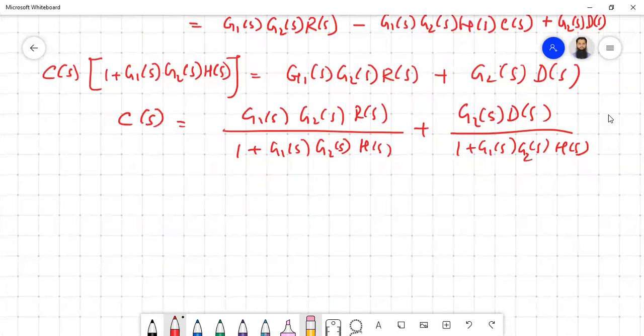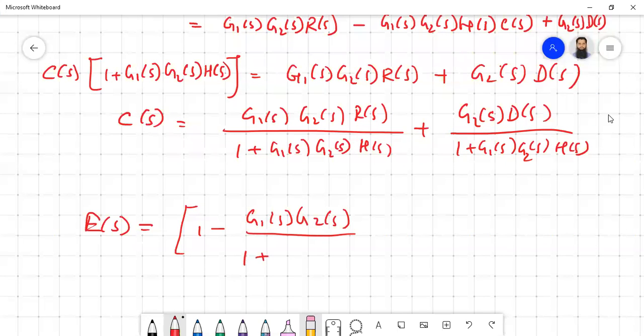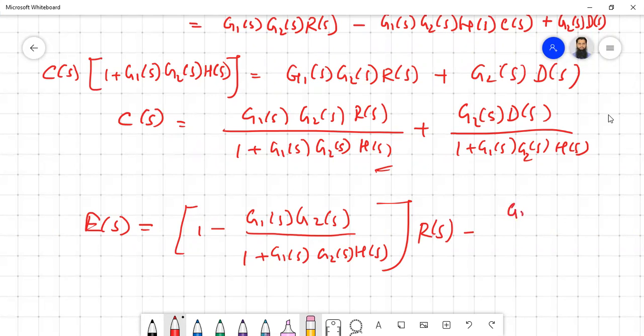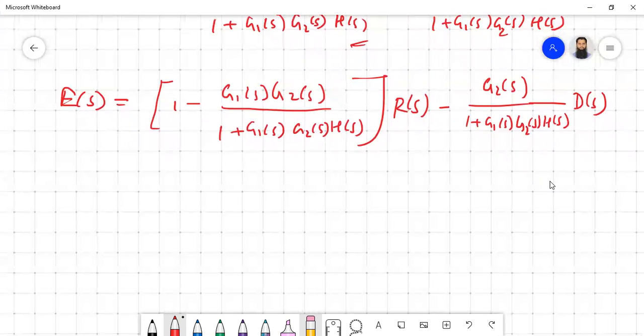Okay, so now if we replace the value of C(S) into that equation, E(S) will be R(S) minus this factor. If you take R(S) common, we get 1 minus G1(S) G2(S) by 1 plus G1(S) G2(S) H(S), the whole thing times R(S), because we have R(S) in this term as well as in the main formula, minus G2(S) by 1 plus G1(S) G2(S) H(S) into D(S). Okay, so this is our error.